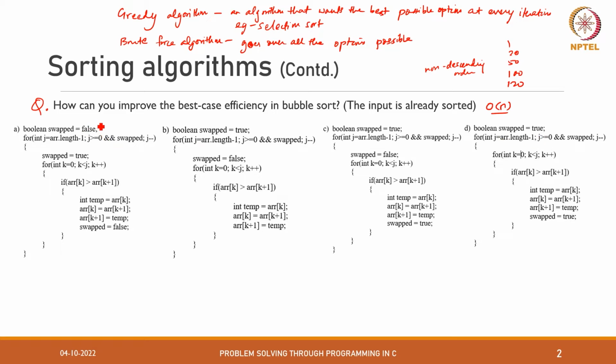Here it has been declared as false, so the for loop will not run at all. But among these cases, the for loop will be running, because if you remember, in a for loop the condition checking occurs at the very beginning of the iteration. So in all these three cases the for loop will run, but you need to find out which of the cases will give us the best case efficiency. The normal best case efficiency is order of n, but how can we improve that even further?